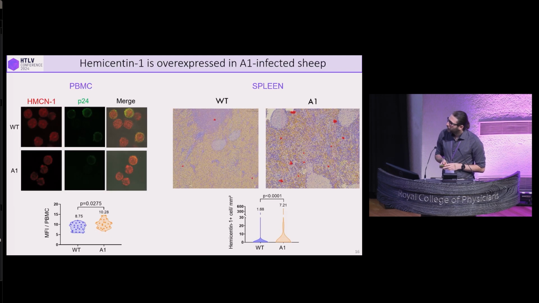We looked by confocal microscopy at the PBMCs, and we saw that there was an increase of the protein HMCN1 inside the PBMCs collected from the sheep infected with the mutant compared to the wild type. And we also observed more protein by immunohistochemistry staining of the spleen samples. So, as you can see, there are higher amounts of hemicentin protein present there.